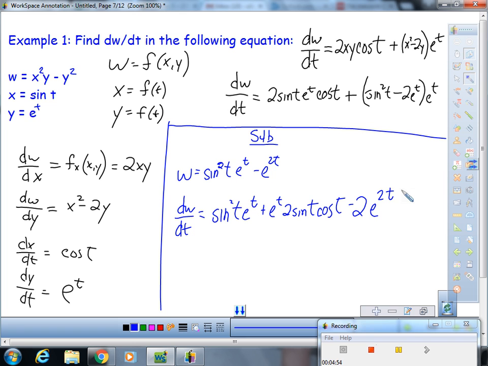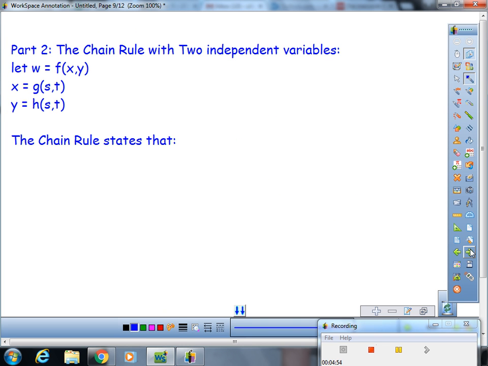And it is the same thing. Okay? So you can do whichever one you want. Good? All right.